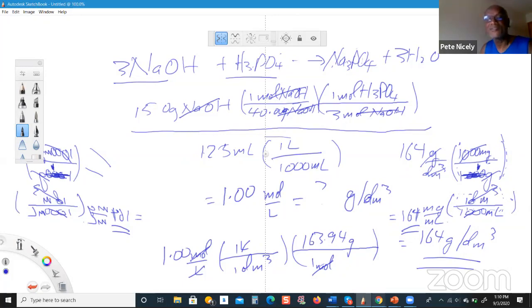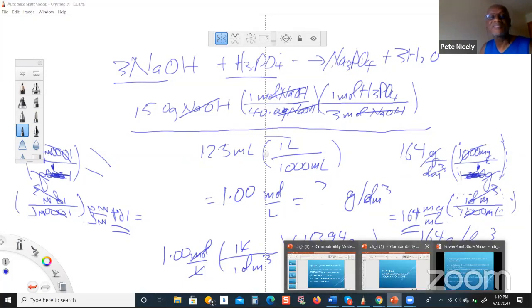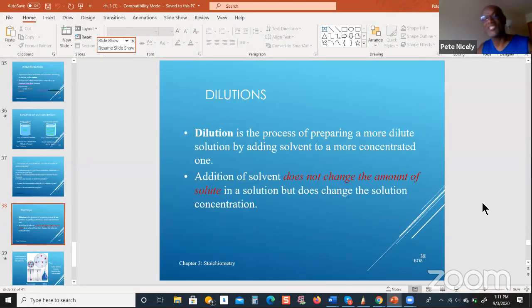Okay, so let me go back to the PowerPoint. The next thing we're going to talk about is dilutions. This is another exercise that is routinely done in labs all over. Very often, an experiment might call for a particular solution of a particular concentration, and what you have at hand in your storage would be a solution of a greater concentration. So what you need to do is dilute that solution to get the concentration you want. But you need to be careful, because you need to know how much solvent to add in order to dilute it correctly.